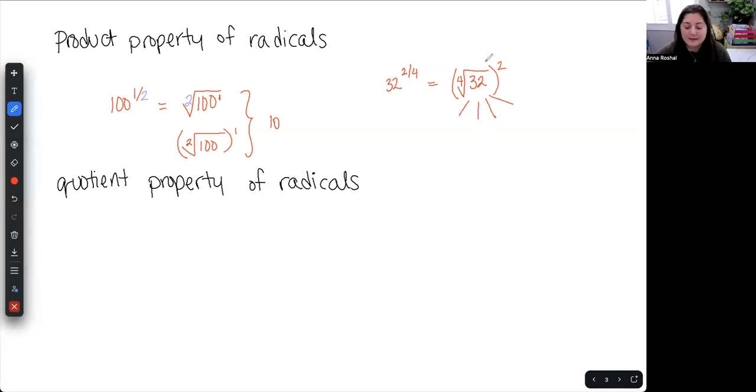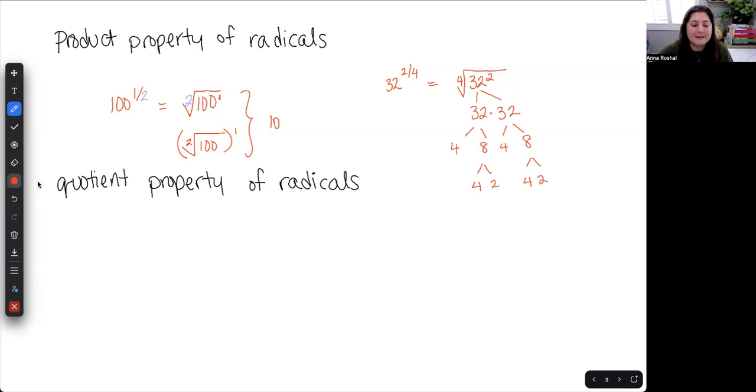So instead of doing this, not exactly correct, but like that comes out to be an integer. Instead, what I'm going to do is extend this a little bit, put this 32 to the 2nd power, and then go in and find the 4th root of that. So I know that 32 times 32 is going to be the 2nd power, right? And then I know that 32 is going to be 4 times 8. And then I know that 8 is going to be 4 times 2.